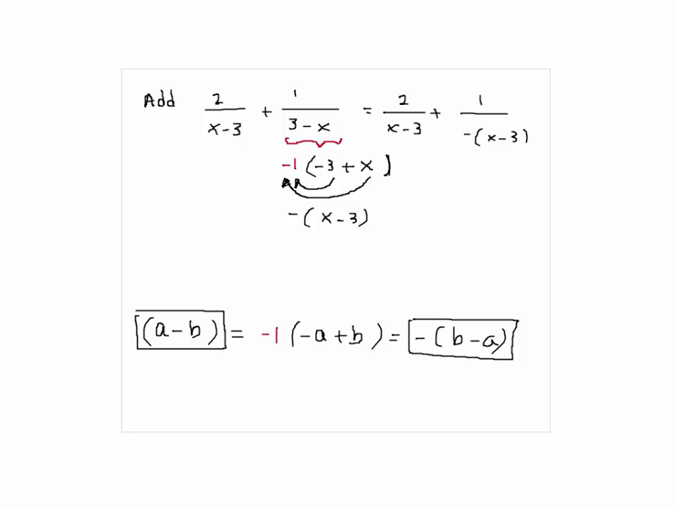So I can write this whole thing as equal to 2 over x minus 3. Now I have minus, goes right there. Then we have 1 over x minus 3. So now the LCD is x minus 3, and now I can add or subtract. It's 2 minus 1 at the top. So the whole thing would be 1 over x minus 3.